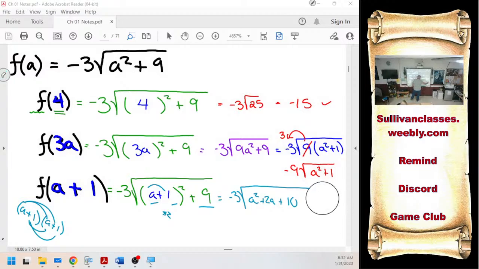Now, again, I'm not taking an a out of here. Those are addends. I am adding together things. They're not factors. I can't take it out of radical town. What? All right.